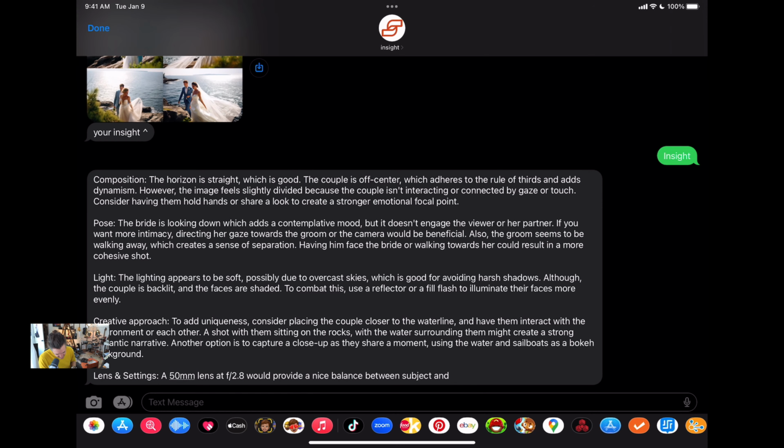Okay, the light appears to be soft, possibly due to overcast skies, which is good for avoiding harsh shadows, although the couple is backlit and the faces are shaded. To combat this, use a reflector or fill flash to illuminate their face more evenly.